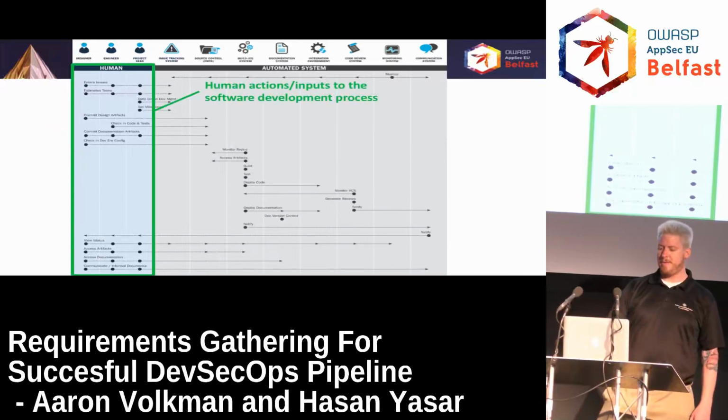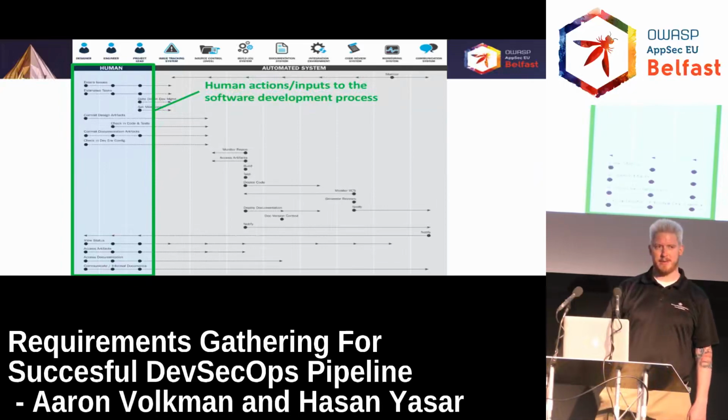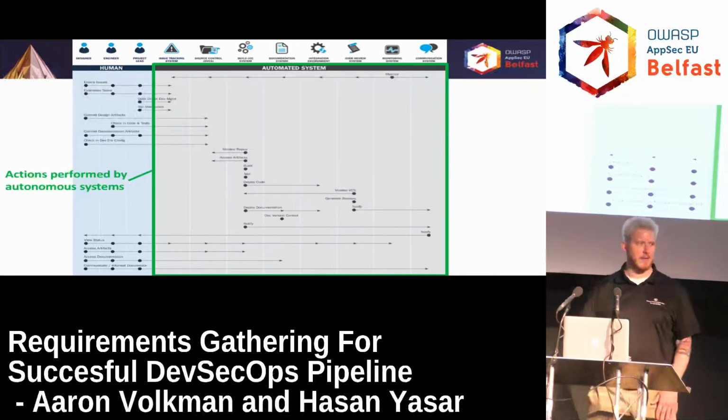On the left here, we have our human actions and inputs to the software development process, all the stuff that our human people are going to do. Then we have this huge chunk of things that could be performed by autonomous systems whenever they're properly integrated. You can download these slides later on to have a closer look-see at these.